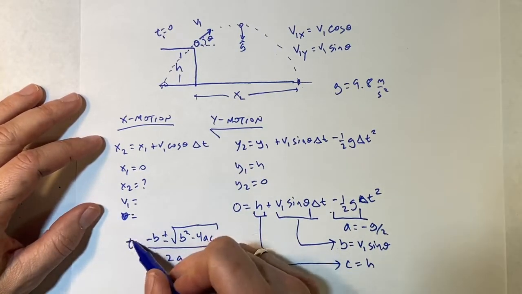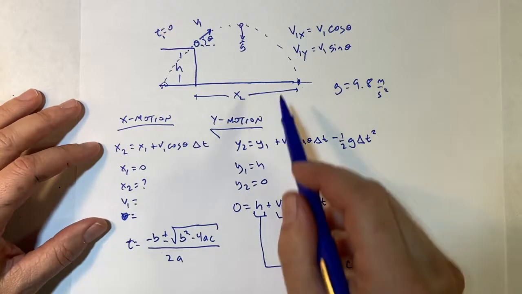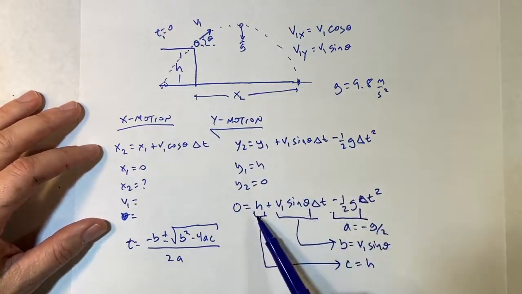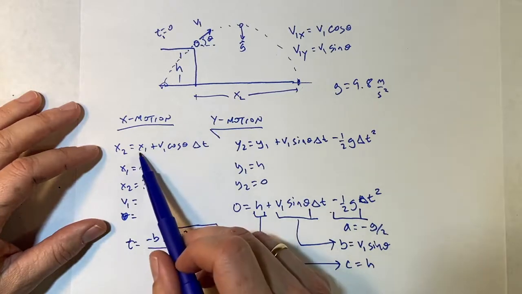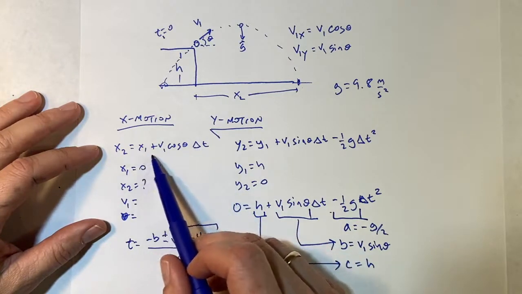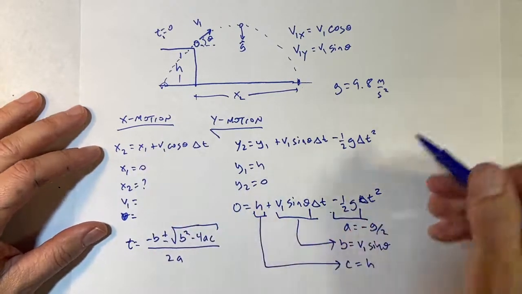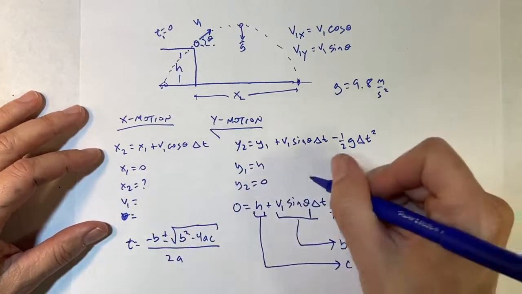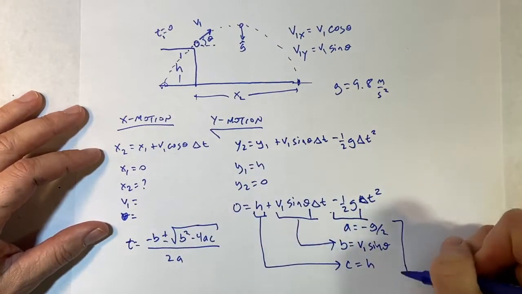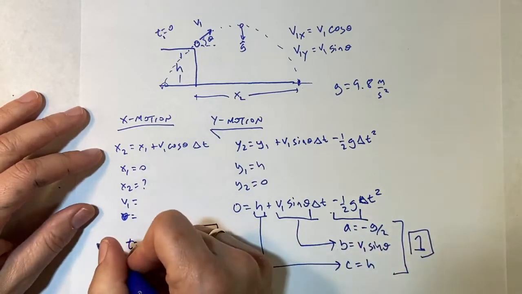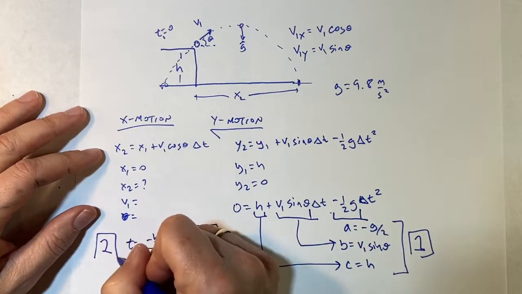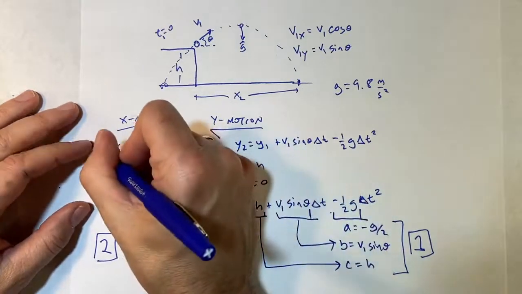Okay, so how do we do this? Well, we want to find out where it goes. I know everything here, so I can plug it in this equation. After I find that, I know everything here, so I can plug in that equation. So step 1 is calculate this. This is step 1. Step 2. Step 3.